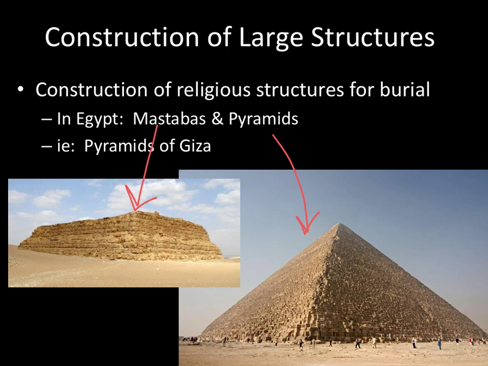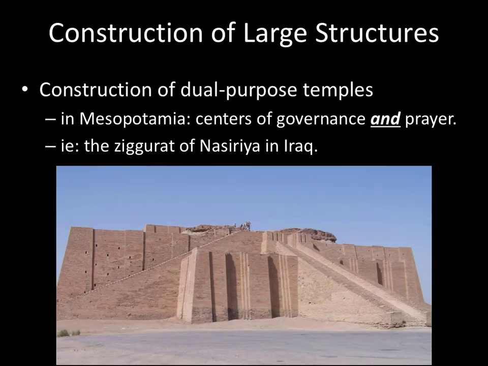The most significant of the largest structures in Egypt are those of the pyramids of Giza. In the Middle Eastern area of Mesopotamia, which includes the country of modern-day Iraq, a large structure that was constructed during that time were those of temples.